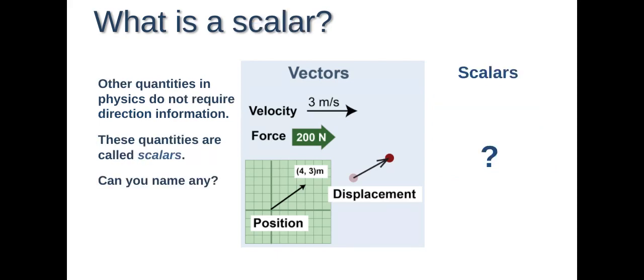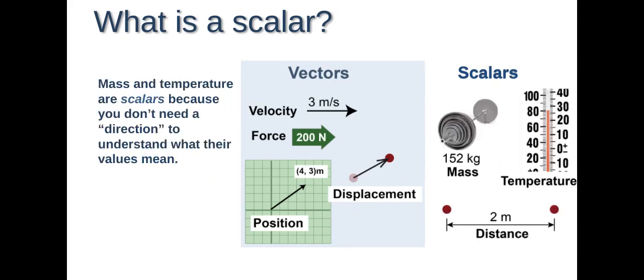What is a scalar? Scalars are other quantities in physics that don't require directional information. These quantities are called scalars. So any kind of value that you can measure that doesn't require direction is going to be a scalar quantity. Mass and temperature are scalars because you don't need a direction to understand what their values mean.